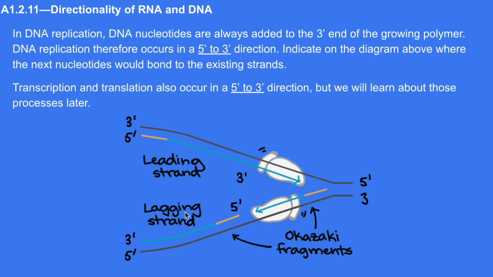On the lagging strand, though, it's going to be tricky because it always is going to go 5' to 3', but that means it's going to need to be added in fragments. And those are called Okazaki fragments because the split is happening that way. Okay, and it gets added this way, we add it in fragments.